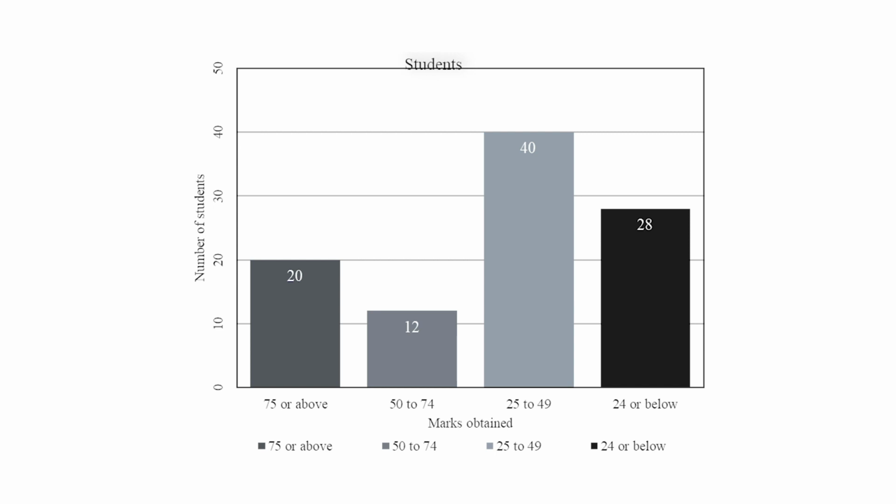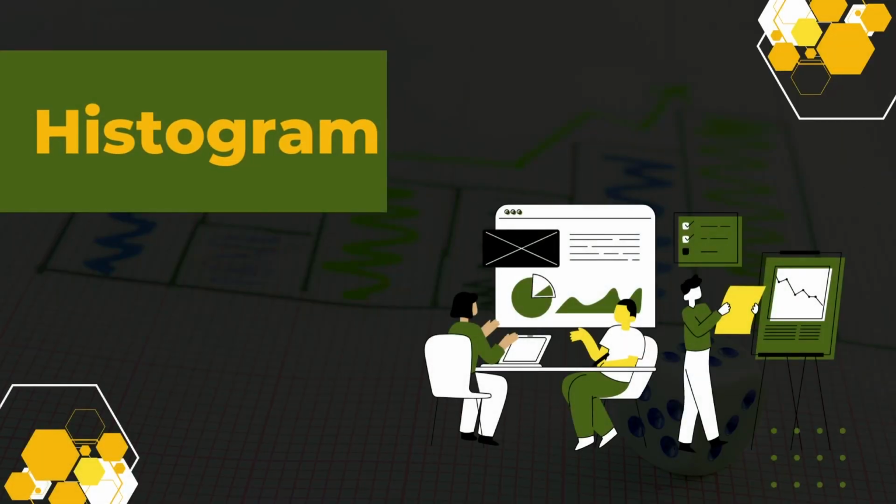So, for example, here we have the scores. These are the particular class intervals, and accordingly the frequency, the marks obtained in each category. This is one of the easiest forms of graphical representation that is done. Followed by it is the histogram.